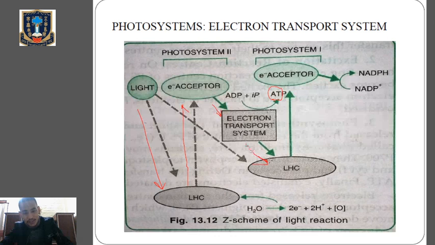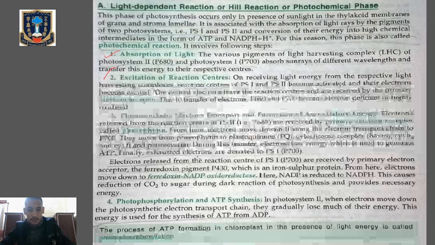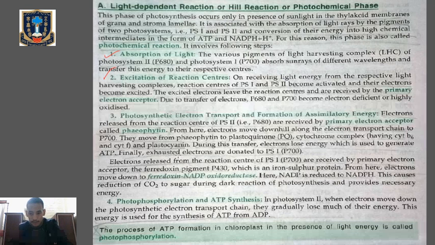Clear this one? Okay, now let's talk about PS1. Okay, so electrons released from the reaction center of PS1 are received by the primary electron acceptor, which is mainly composed of ferredoxin pigment we have learned already. Okay, now from here also the electron will move down to the ferredoxin NADP oxidoreductase. Clear? And over here the NADP is reduced to NADPH, and this causes the reduction of carbon dioxide to sugar during the dark reaction of photosynthesis and provides necessary energy.